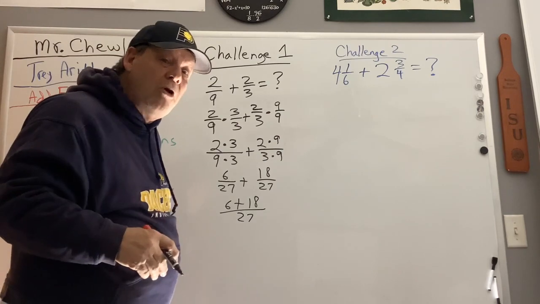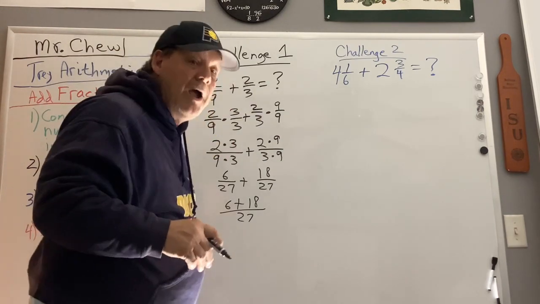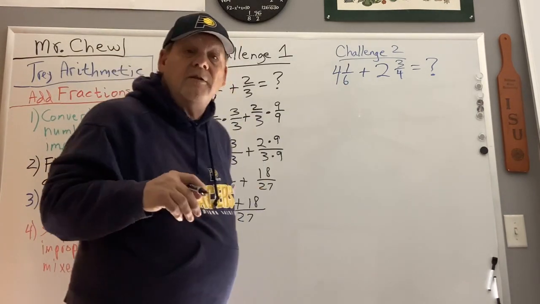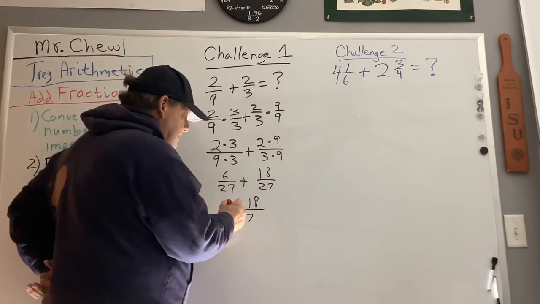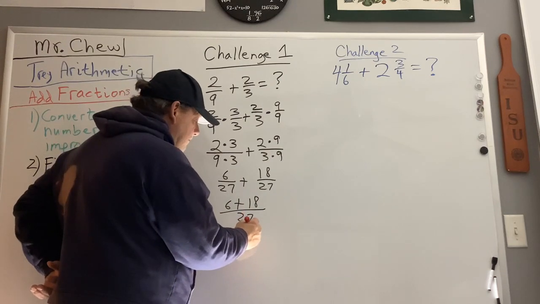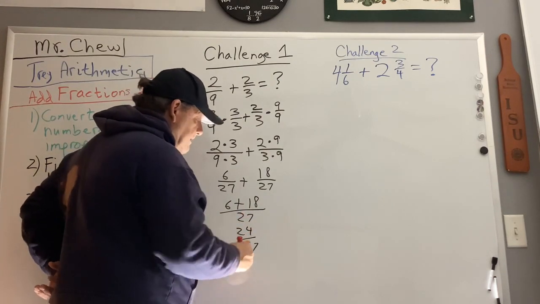That's why fractions are hard for some people. Why? Because the rules get confusing. So this ends up being 24 over 27.